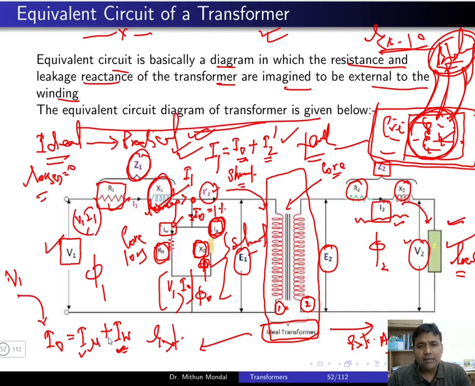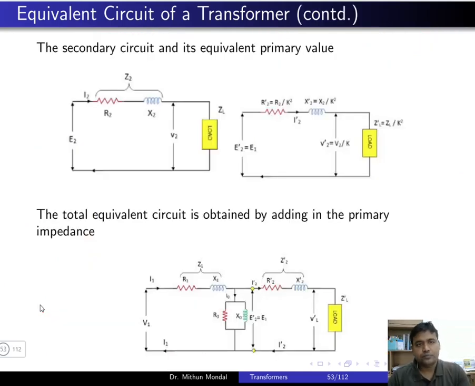So our aim will be to conduct certain tests so that we can obtain these parameters: R1, X1, R2, X2, R0, X0. These parameters have to be obtained from the terminals of the transformer. So these are the terminals of the transformer. How do we do certain testing so that we can obtain the parameters appropriately? That is what we are going to see.